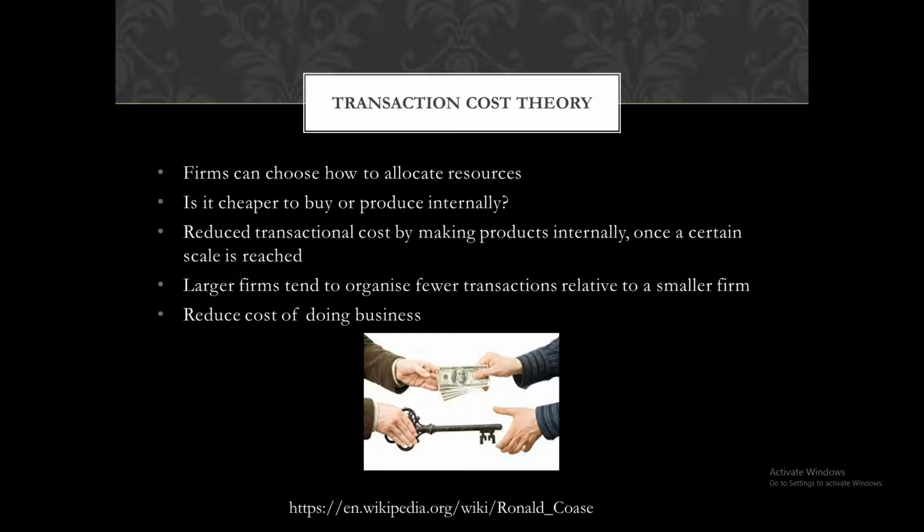Transactional cost theory postulated by Ronald Coase explains how firms can choose to allocate resources. Firms can decide if it's cheaper to buy or produce internally. They reduce transactional costs by making products internally once a certain scale is reached. Thus, according to this theory, a comparatively large firm will have fewer transactions costs. This will ultimately reduce the cost of doing business.